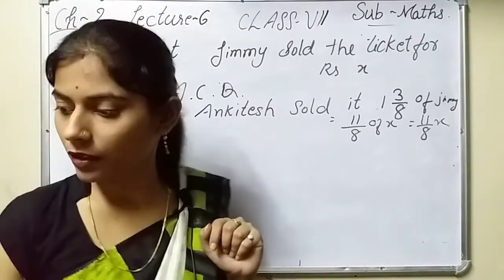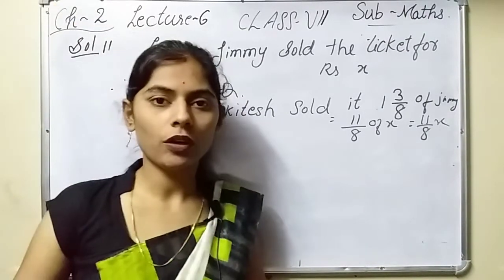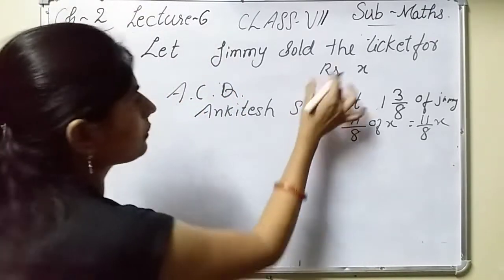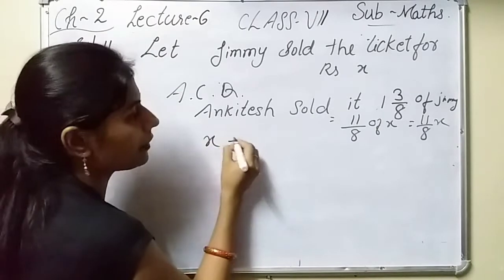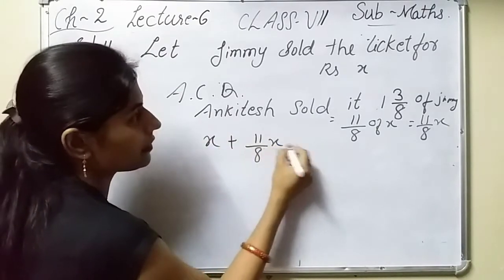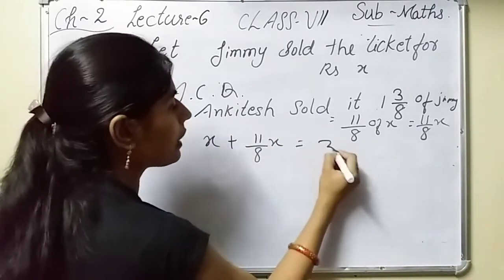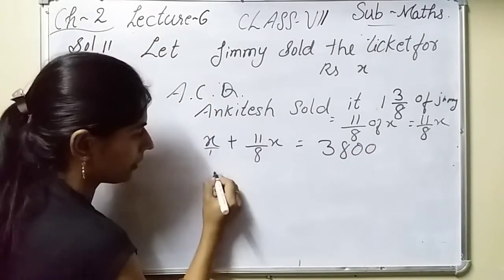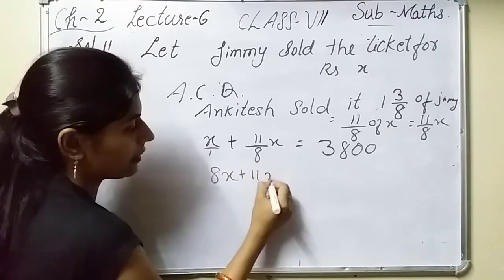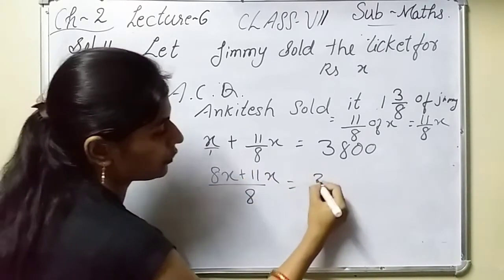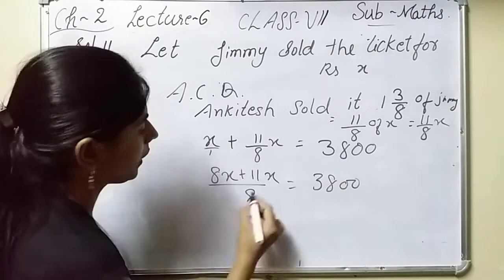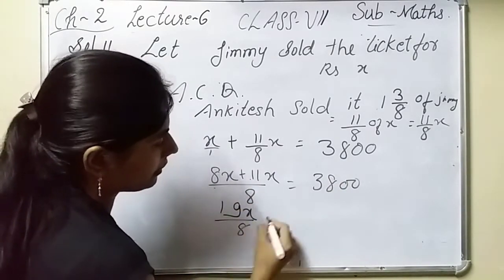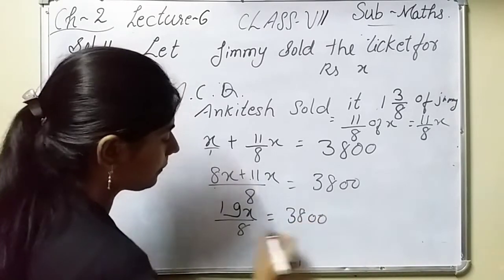Now see, they both sold the ticket for how many rupees? 3,800 rupees. Now see, they both sold it means x plus 11 by 8x is equal to how many rupees they sold? 3,800. Okay, now see, take the LCM. 8x plus 11x upon 8 equal to 3,800. Now see, 11 plus 8 means 19x upon 8 equal to 3,800.